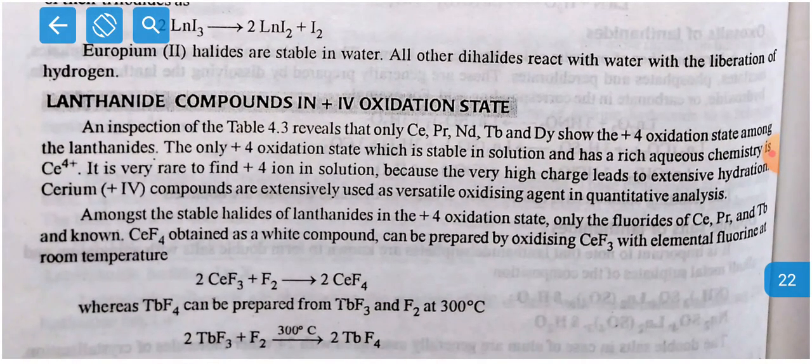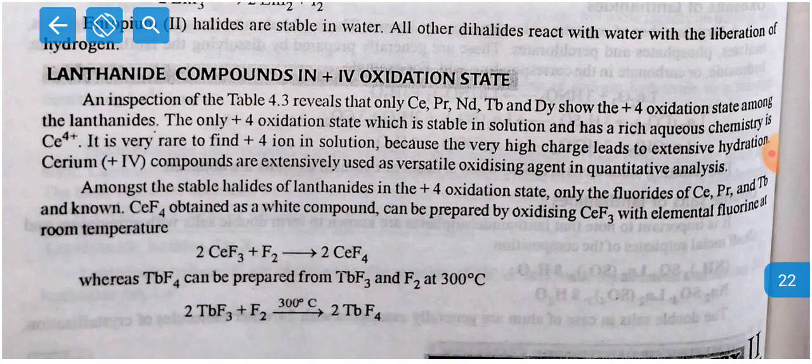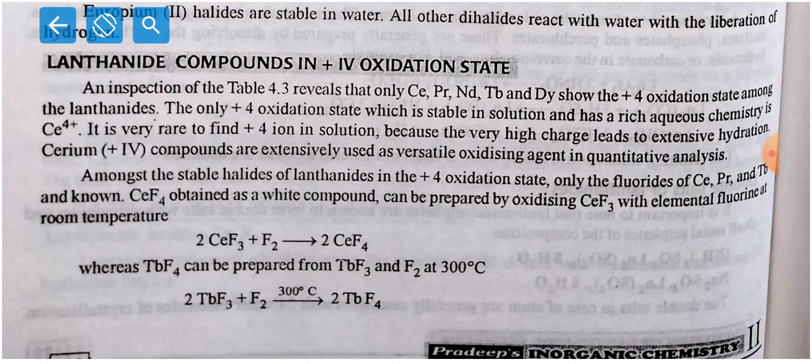An inspection of Table 4.3 reveals that only cerium, praseodymium, neodymium, terbium and dysprosium show the +4 oxidation state among the lanthanoids. The only +4 oxidation state which is stable in solution and has a rich aqueous chemistry is cerium +4. It is very rare to find a +4 ion in solution because the very high charge leads to extensive hydration. Cerium +4 compounds are extensively used as versatile oxidizing agents in quantitative analysis.